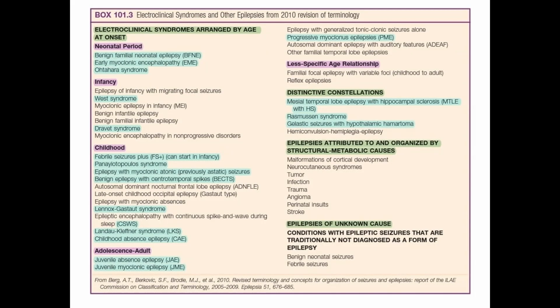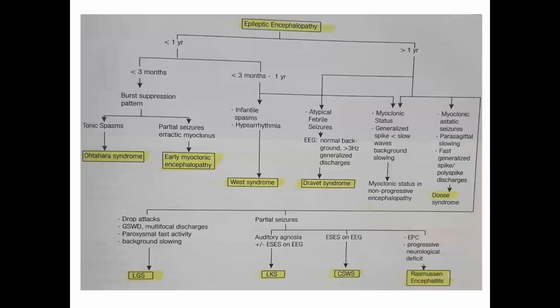Okay, next slide. This is a brief on epileptic encephalopathies in the pediatric age group. Ohtahara syndrome is classically characterized by tonic spasms. In early myoclonic encephalopathy, the patient will have partial myoclonic seizures. In West syndrome, the patient will have infantile spasms and the classic EEG finding of hypsarrhythmia.